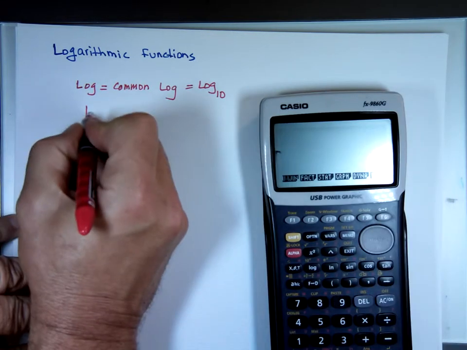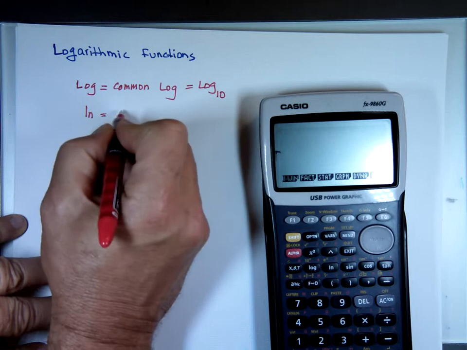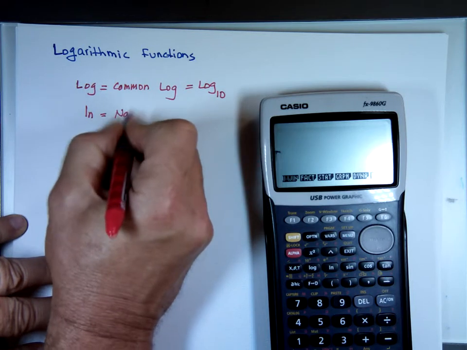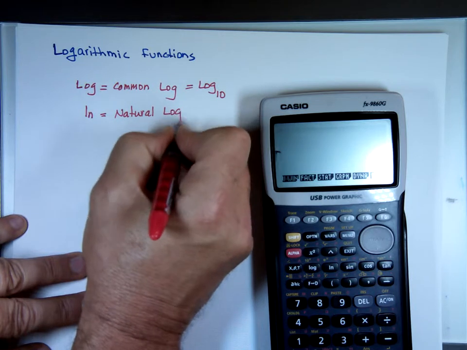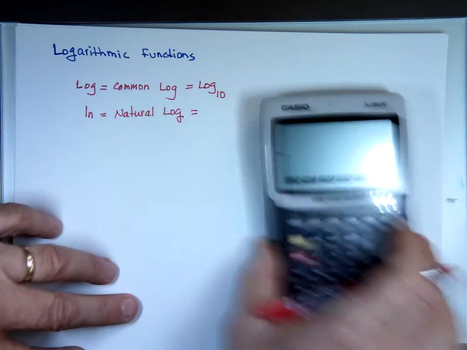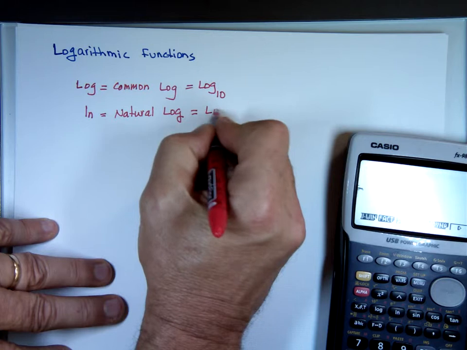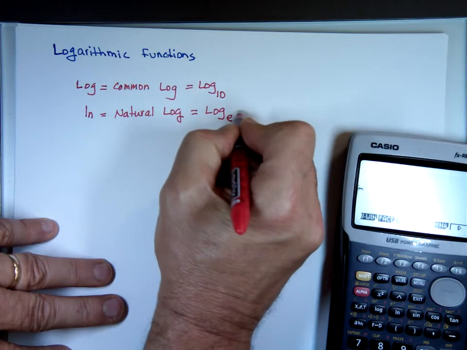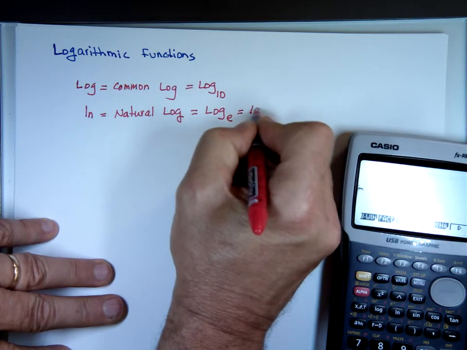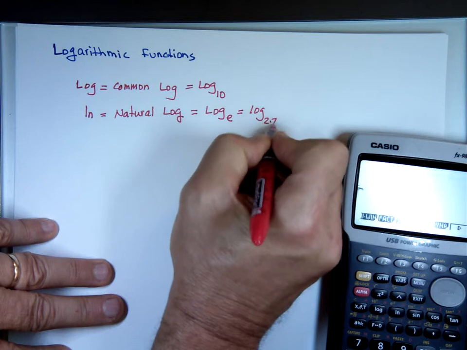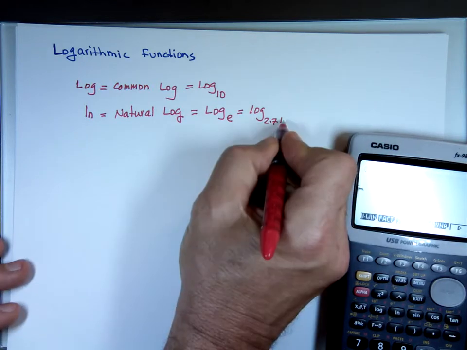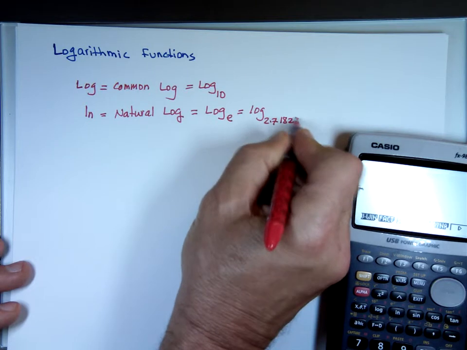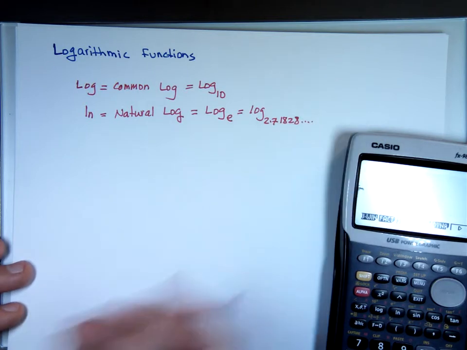The ln on your calculator, that's called what? Natural log. That's not a piece of wood from a tree. It is actually log base e. And e is what? 2.71828. So that's what the ln is. Every log has a base.